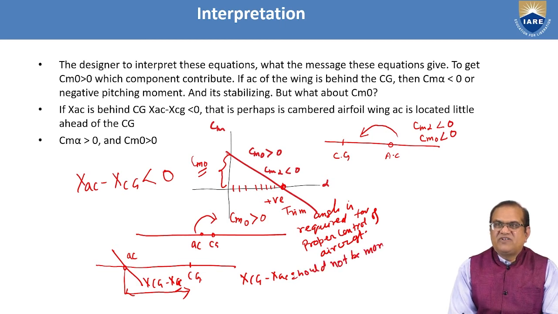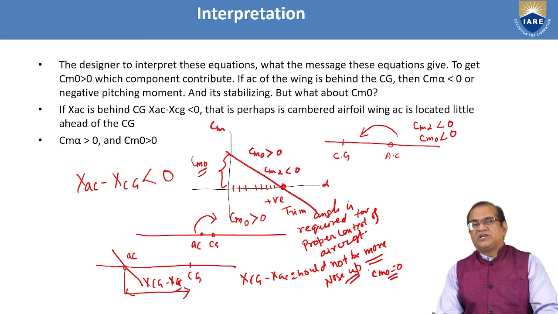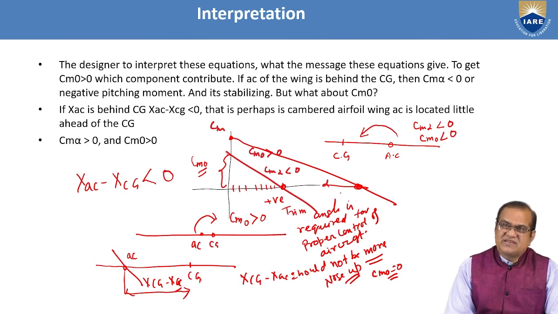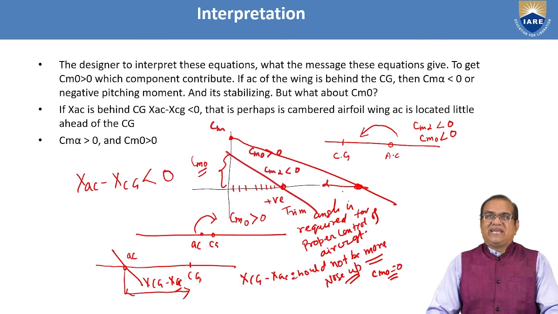Should not be more. If it is more, a huge amount of nose up tendency will be there, and this Cm naught will be very high. Okay, so if the Cm naught is very much high, here it will go like this. Trim angle will be high. So we should try to make a sufficient, but not so much high that trimming is also maybe difficult. So this we have to take care that this should not happen, and we should try to make things as easy as possible.